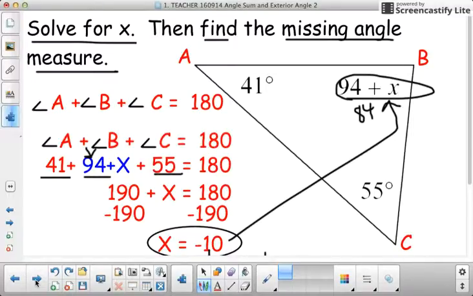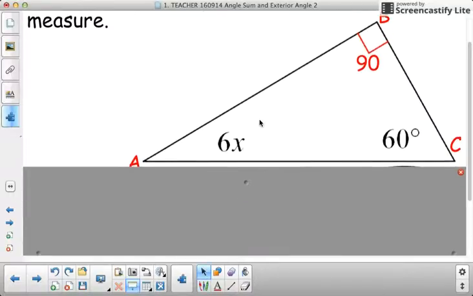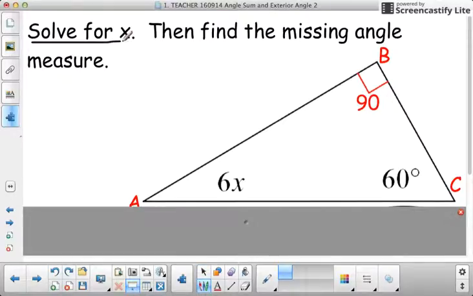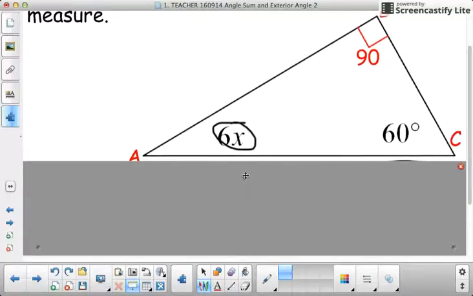Do not get tricked by that little box hanging out in the corner. That is something very important. Make sure you pay attention to that. So hopefully what you notice here is that, again, I can label this A, B, C, and solve for x, and I can also find the missing angle measure. So again, solving for x, and then I'm going to take that x and plug it in to find the missing angle. Well, in this situation, A is my missing angle. So I know I'm going to solve for x first and then plug it back in.